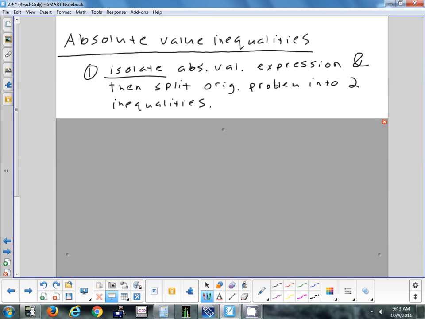As always, make sure you've already isolated the absolute value expression. If you've got something like this, you have to deal with that 2 first. You've got to put that on the other side. And you follow all the same rules. Flip that sign if you divide by a negative at any point in the process.